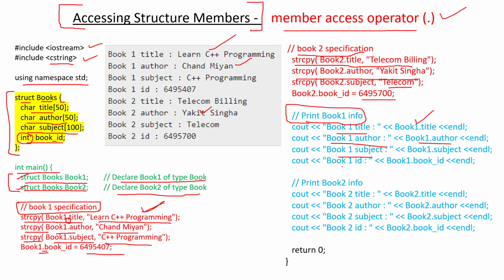Book one dot subject, book one ID, book two title, book two author, book two subject, book two ID. All things we entered and we printed it out using the member access operator dot. Very clear. So this is a structured way of saving or keeping the data and a structured way of printing the values out.